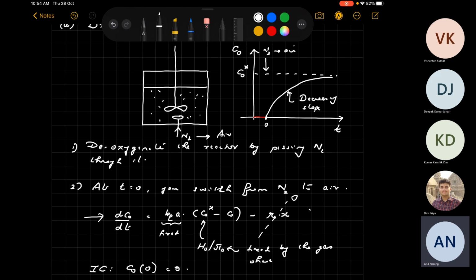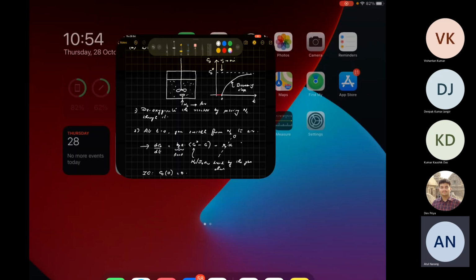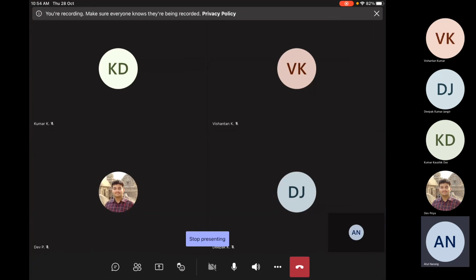Rewrite that exponential equation in such a way that you can plot log of this versus time, and you can extract KLA out of it. So that's it. That takes care of it. And we'll pick up on the remaining ones in the next lecture. Is that clear? Yes, sir.